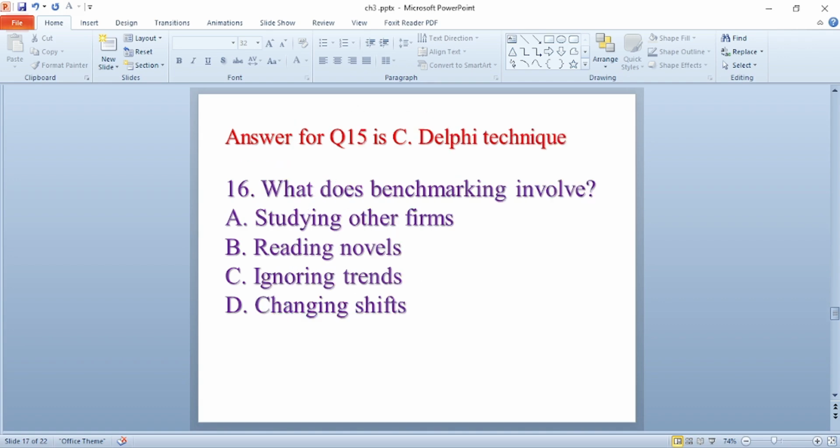Question number 16. What does benchmarking involve? A. Studying others' films. B. Reading novels. C. Ignoring trends. D. Changing shifts. The answer for this question is A. Studying other films.